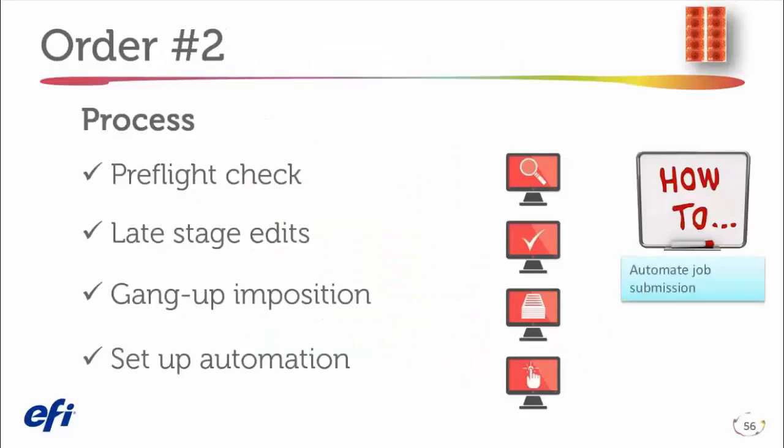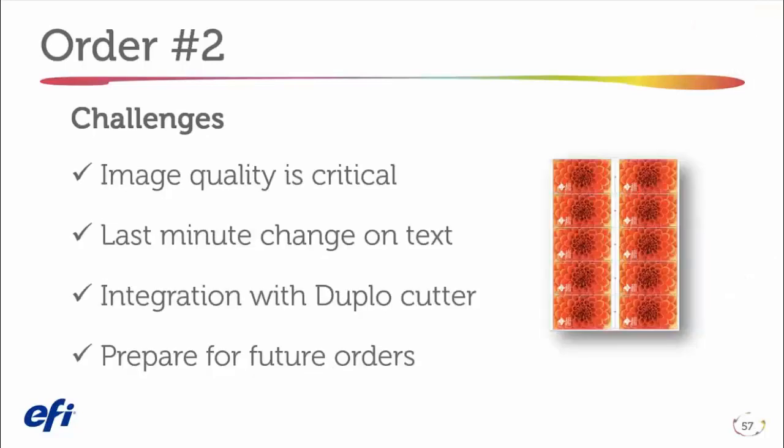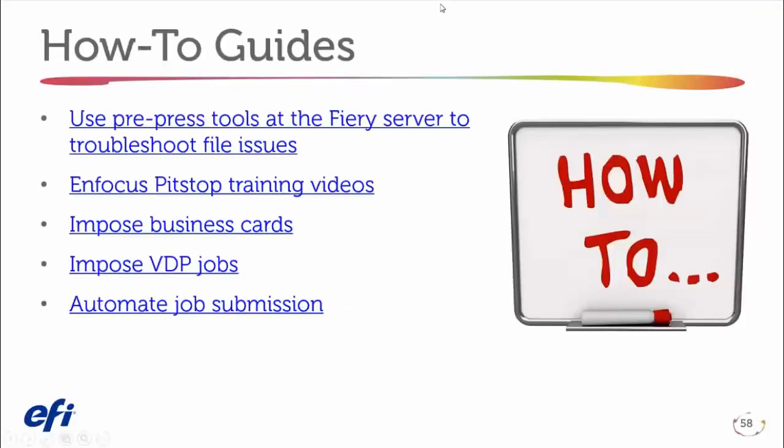And here's our last how-to of the day, Automate Job Submission. You can treat it as an overview on automation or a kind of pre-course exercise if you like for the next webinar. And that wraps up our order number 2. And again, here's a list of how-to guides we covered. You will receive a copy of this PowerPoint after the webinar, and so you can download the guides and practice on your own.